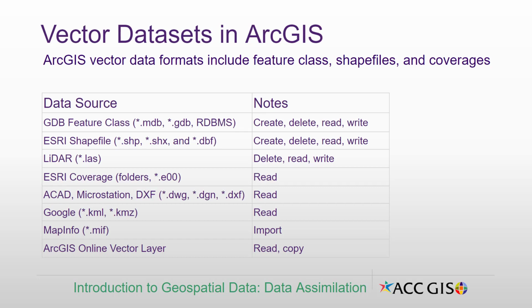Other vector formats that we utilize in ArcGIS include ESRI coverage, which I mentioned previously, is a dated vector format that we typically just read in and then convert to something else. You can also read in computer-aided drafting files like an AutoCAD drawing file or a MicroStation design file. You can read in Google files. You can also import MapInfo files, and you can read and copy ArcGIS Online vector layers. So typically, if we're just trying to explore data, we might just read it in or import it. But if we actually want to start analyzing and working with data, then we'll typically use an ETL process to convert it from its source format to a target format like an ESRI shapefile or a geodatabase feature class.